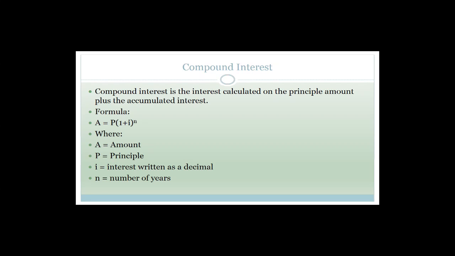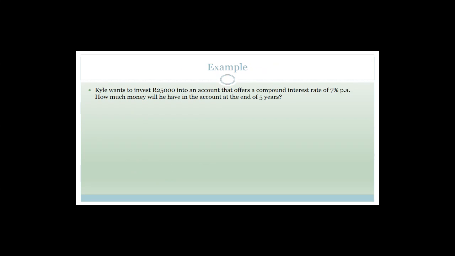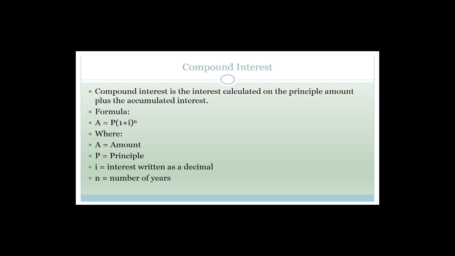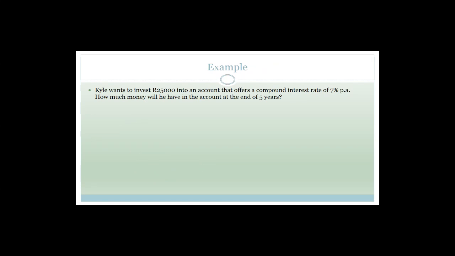So now let us carry on. It says, let's do an example. It's probably the best way to learn, hey? So we've got A is equal to P(1 + i)^n. You're going to be given this, okay? A is equal to P(1 + i) to the power of n.